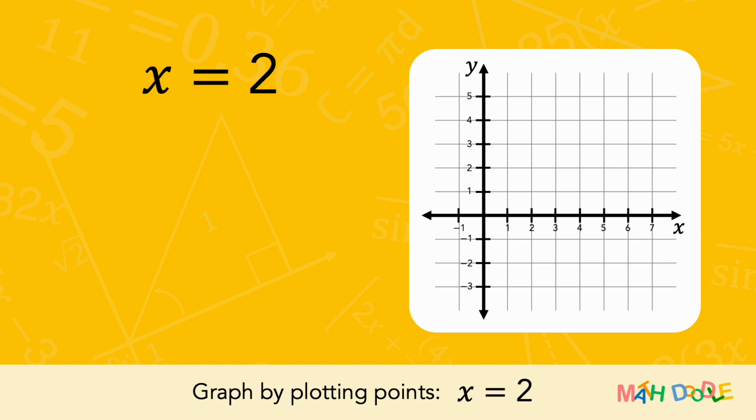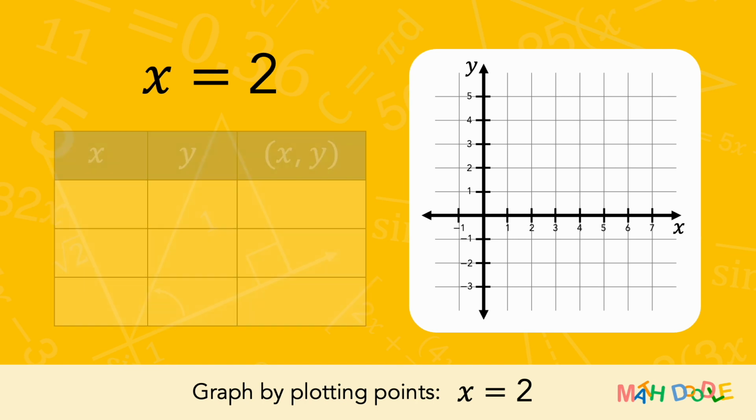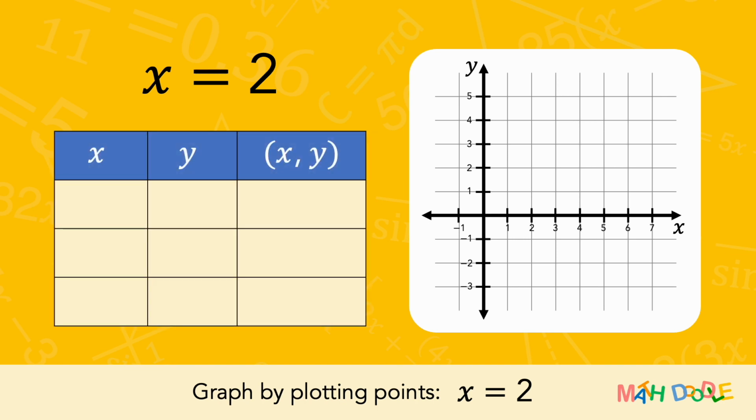To plot the equation of x equals 2, we are going to find several points that the line of the equation passes through. But as you can see, this equation has only one variable, which is x, and it does not have y. So, the equation tells us that x is always 2, no matter what the value of y is. For example, when y is 1, x is 2.